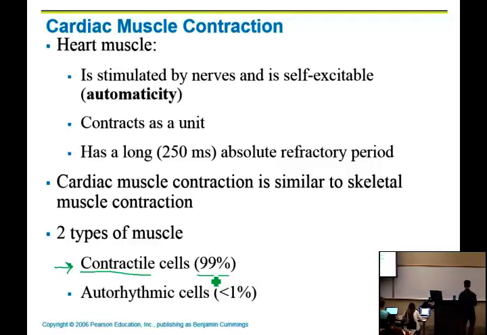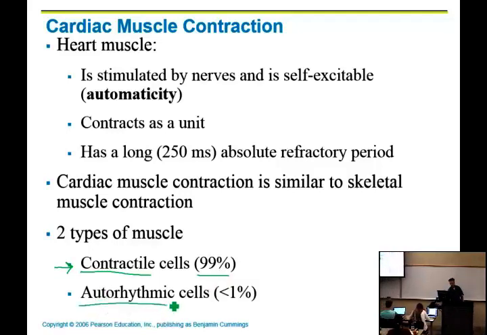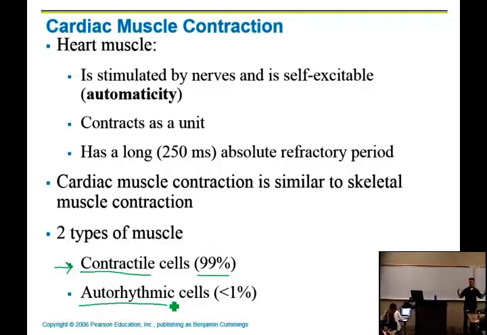But in addition, there are some particularly specialized cardiac muscle cells that are called the autorhythmic cells. And we were saying these are kind of the elite, the 1%. These are the ones that are controlling. These are kind of like the managers that are controlling all of the other ones.